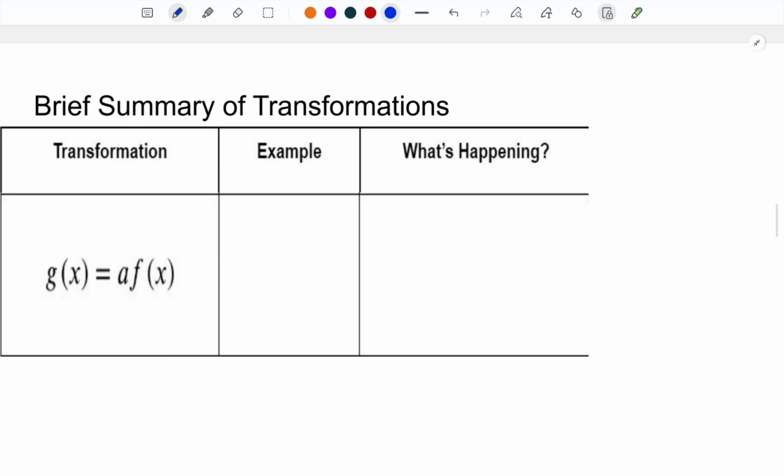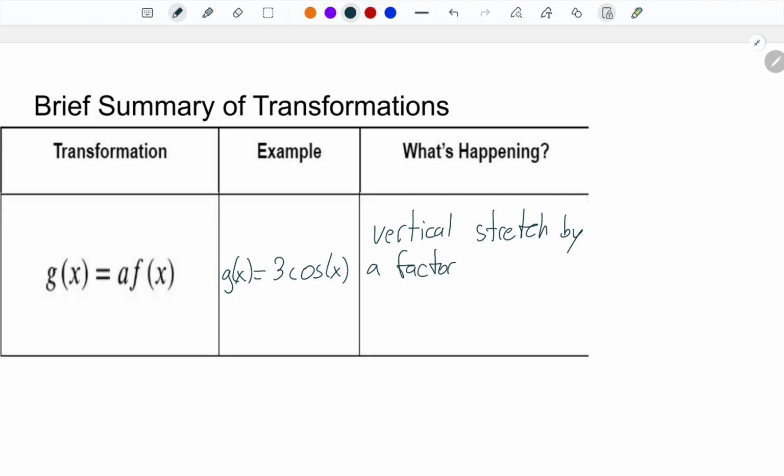Okay, and then if you have the number in front, let's say it was, I don't know, g of x equal to 3 cos x. The 3 is outside of the cosine. It's a vertical change, so it's a vertical stretch. And for vertical, it's going to be by the amount, the actual number. So nothing like the horizontal one where you have to flip it. You just keep that number. So the a value, we sometimes call it.